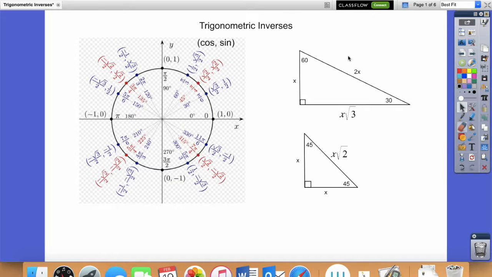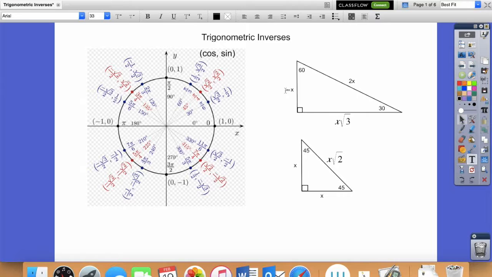On your 30, 60, 90 triangles, instead of having x, x root 3, and 2x, we can just make these all ones. So it's 1, root 3, and 2. And then same thing down here, we can just make it a 1, a 1, and a root 2 to make life easier.